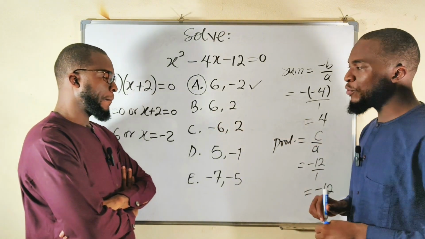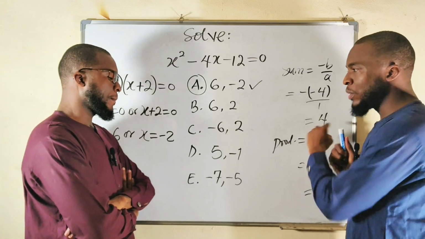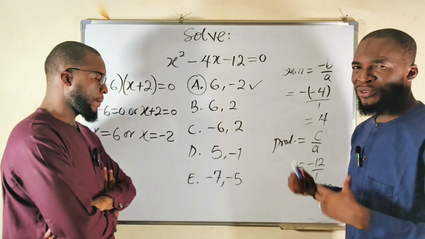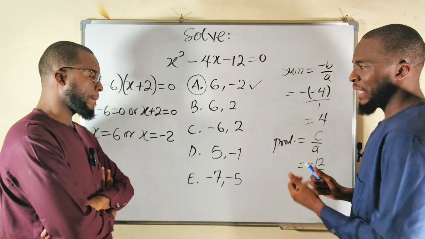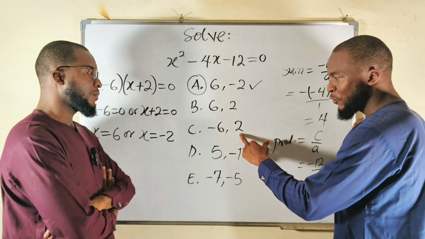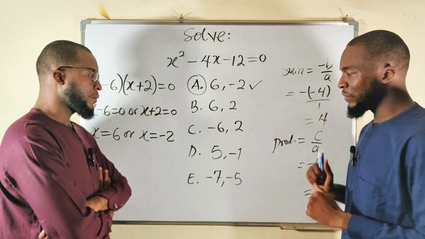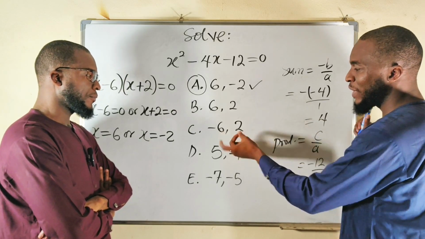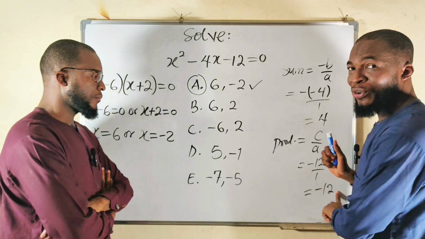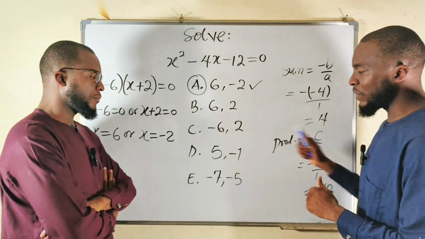But you can check others like 6 and 2. If you add them together, you shall obtain 8, which is not equal to the sum. If you multiply, you get 12, which is not also equal to the product. Then you move to the C part. Negative 6 plus 2, that will give us negative 4. But this is positive 4, so it fails. And if you multiply, you get negative 12. So it satisfies the product, but it fails the sum. So this fails as well.